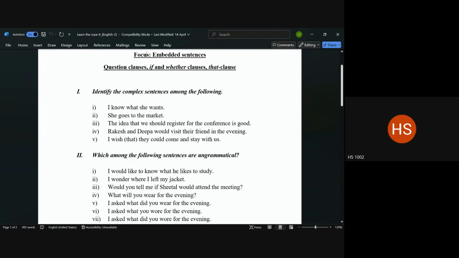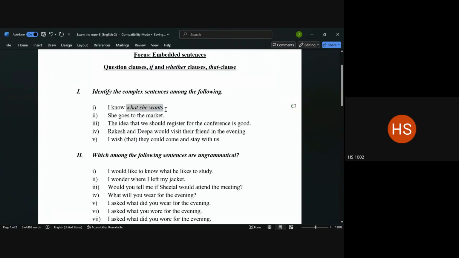Okay. So this is a complex sentence because in the object position of the sentence you have a subordinate clause, right? I know what she wants. I is the subject of the sentence. Know is the verb in the sentence. And what she wants is basically the object of the verb know, right?